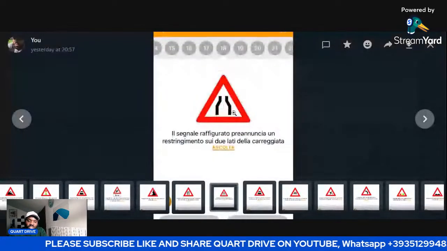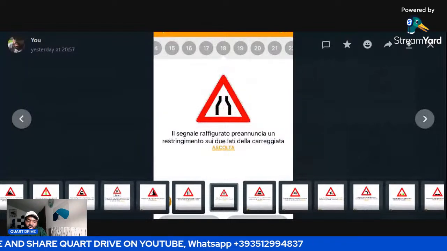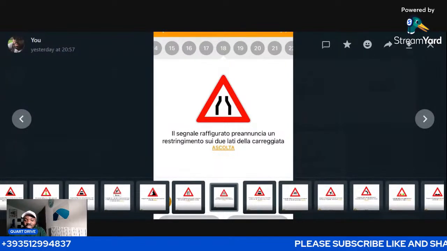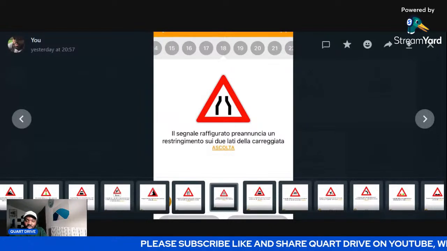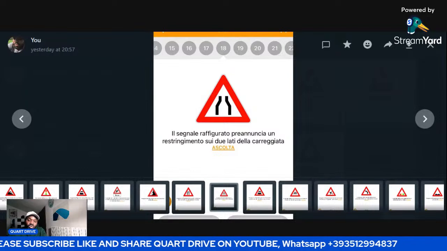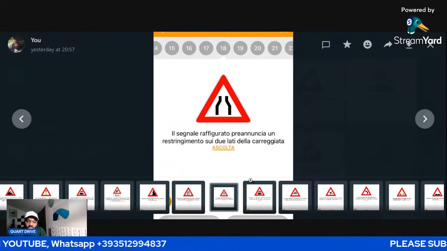The 18th question is saying that il segnale raffigurato preannuncia un restringimento su qui latte della strada. That is what I said initially. This one is vero because this one is talking about restringimento. When you talk of restringimento, the road is going to be what? To be closed. So this one is vero.